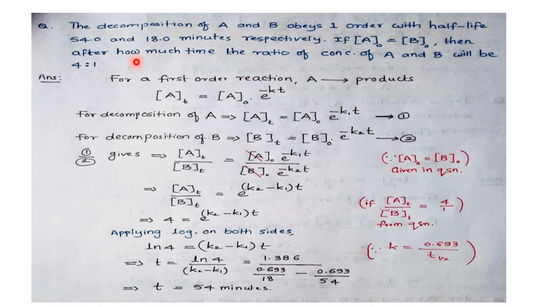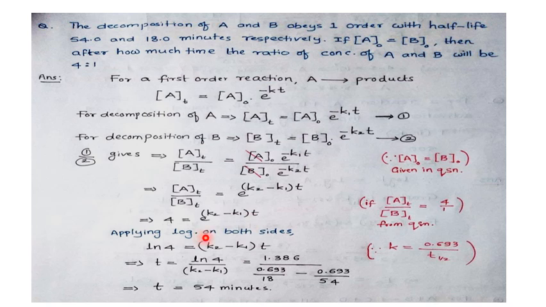After how much time the ratio of the concentration of A and B will be 4:1, means A by B concentration equal to 4 by 1. So if At by Bt equal to 4 by 1, this is from the question. At this condition, how much time will be taken? So 4 equal to e power (k2 minus k1)t.